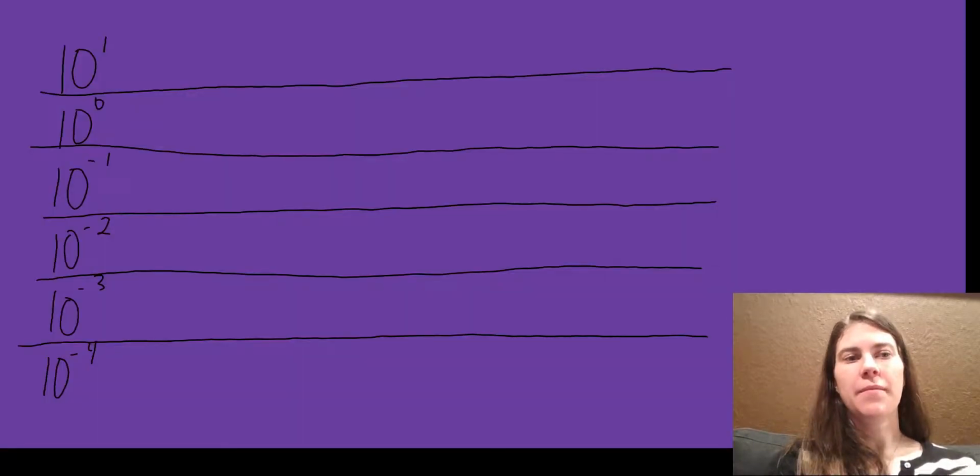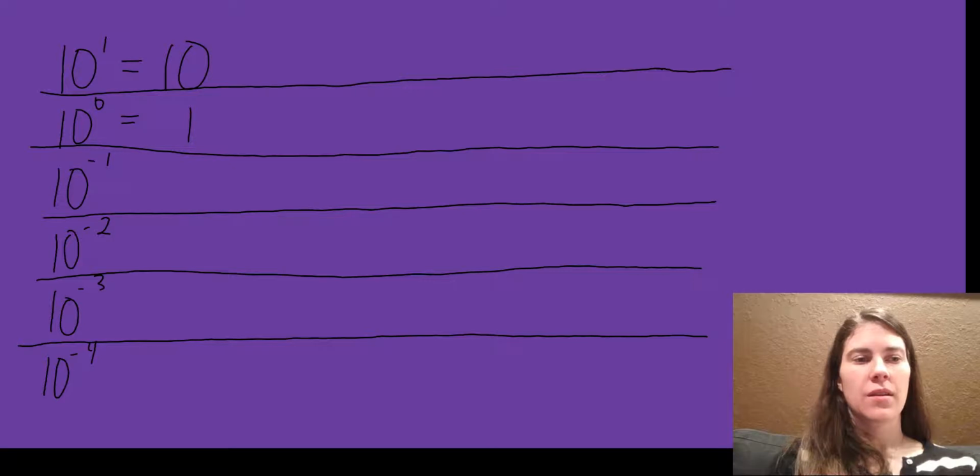All right, so 10 to the positive first power means there's only one 10. 10 to the 0th power, I talked about this in the earlier movie, equals 1. It has 0 zeros.